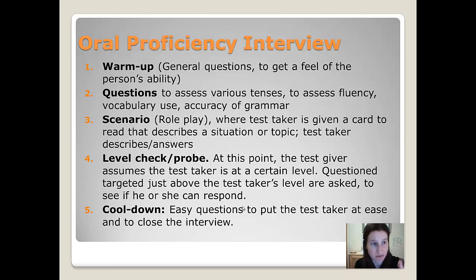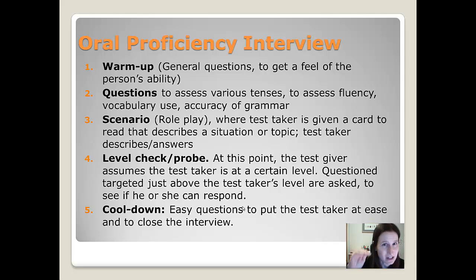Beforehand they thought I was at the advanced level. So the cards are already laid out according to the level that they think you'll be at. Then after that, there's a level check or a probe. At this point, the test giver assumes the test taker is at a certain level, and then the questions are targeted just above that level to see if he or she can respond.